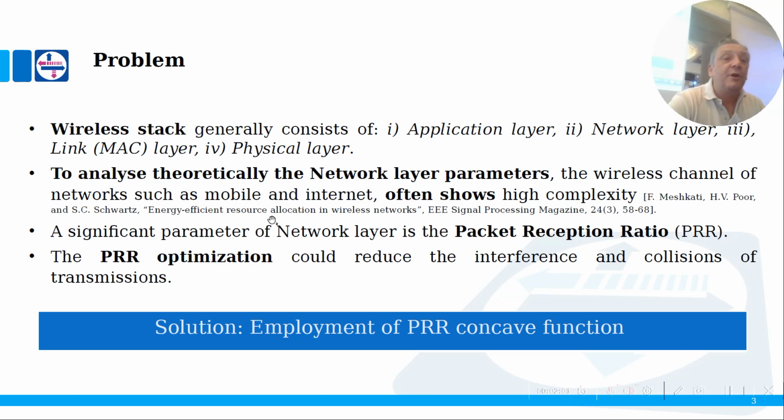The PRR optimization, the packet reception ratio optimization, can reduce the interference and the collisions of the transmission by using the transmission power. You can imagine that if I extend my transmission power, then I'm actually increasing the interference of other nodes around me, and I can create more collisions. The solution is the employment of the packet reception ratio as a concave up function, because we actually diminish the complexity of the theoretical model.